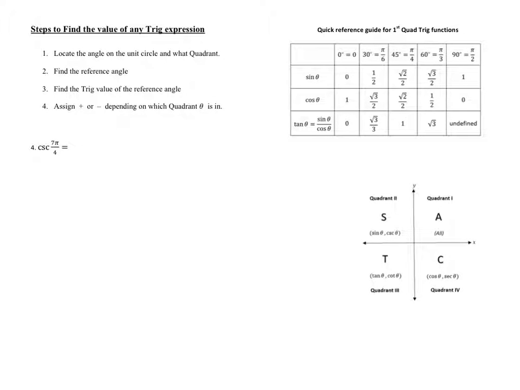Okay, let's look at the cosecant of 7 pi over 4. So to find this, we want to first find its reciprocal. Cosecant and sine are reciprocals of each other. So we're going to find the sine of 7 pi over 4, and then we can flip. All right, so the first thing we need to do is figure out where 7 pi over 4 lies. It lies in quadrant 4.